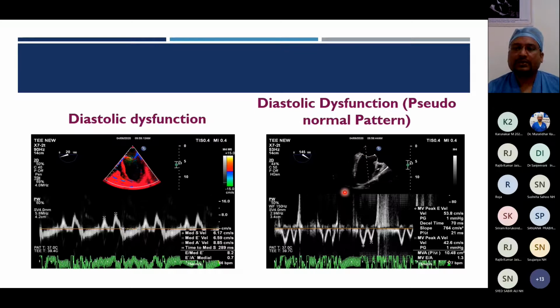So this can be a pseudo normal pattern. If we see the deceleration time here, it is 70 milliseconds, which is far less than 140 milliseconds. So that shows that this is a sure shot case of a diastolic dysfunction.